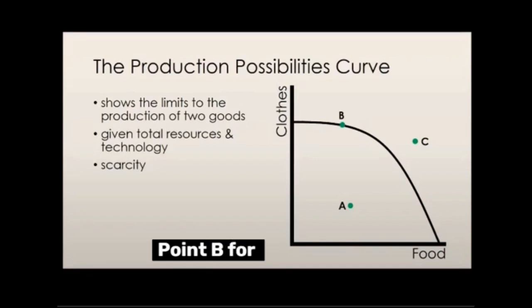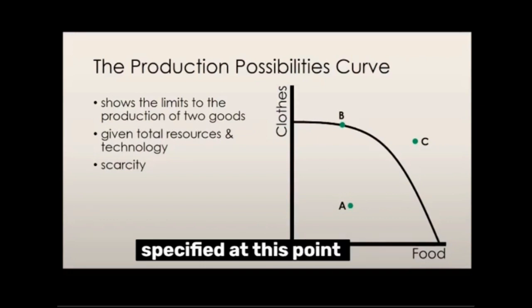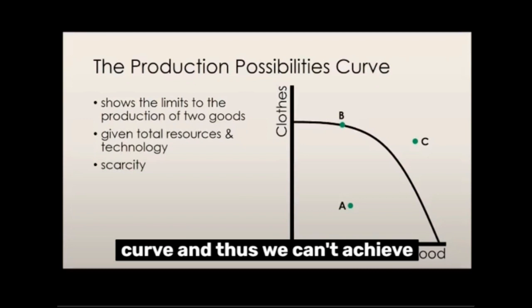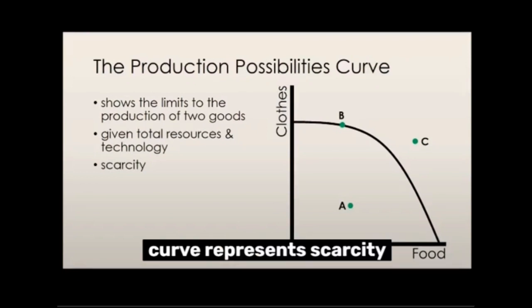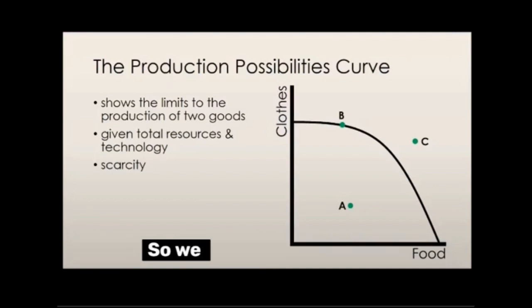Any point on the production possibilities curve is also attainable. Point B, for example, lies on the curve. We are able to produce the quantity of food and clothes that is specified at this point. Point C, however, lies outside the curve, and thus we can't achieve this point. We don't have the resources to do so. The production possibilities curve represents scarcity because points outside the curve are not attainable. There is a limit to the amount of resources that we have, so we need to choose how to use them. This is the basic idea of scarcity.